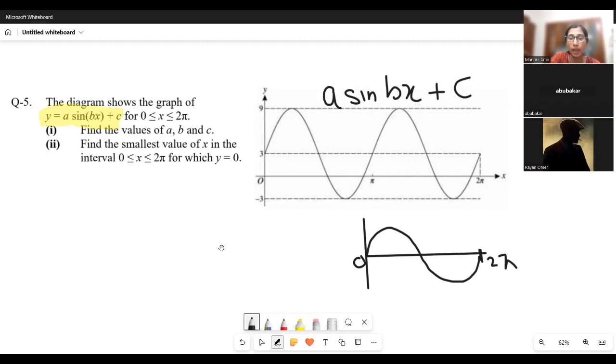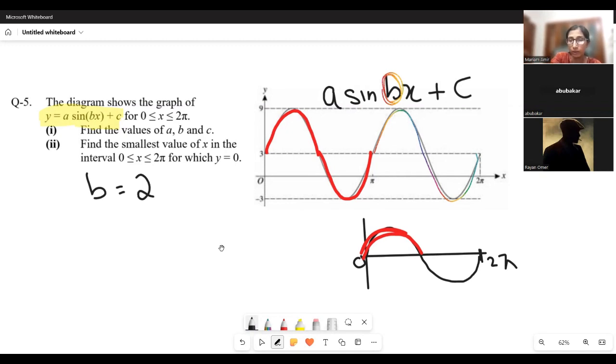But this one has more cycles. How many cycles does this graph have? Between 0 to 2 pi, half a cycle is this part. A full cycle is this, and this is another cycle. So I have 2 cycles. And so this b is 2, because it's sine 2x. In sine 2x, there are 2 cycles. So b is 2. That I know.